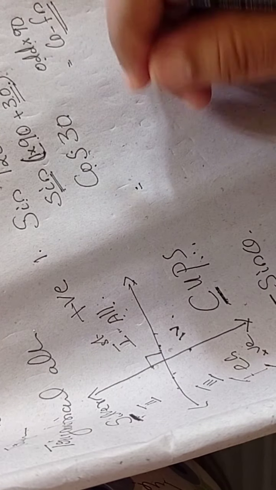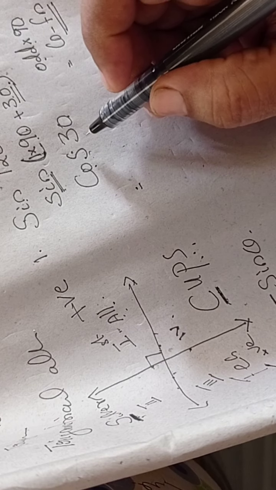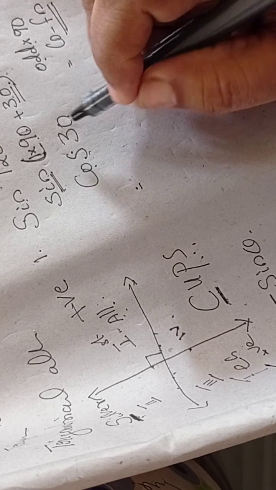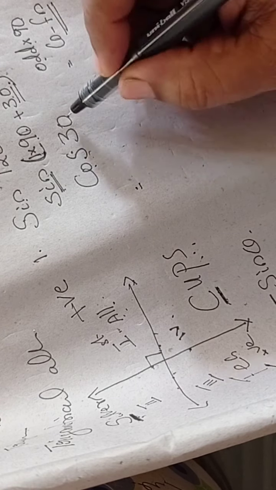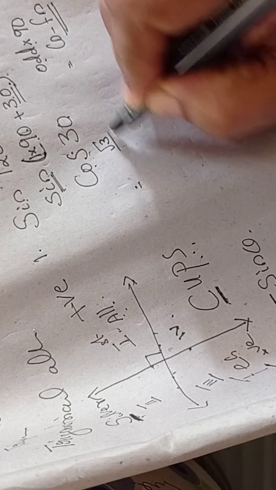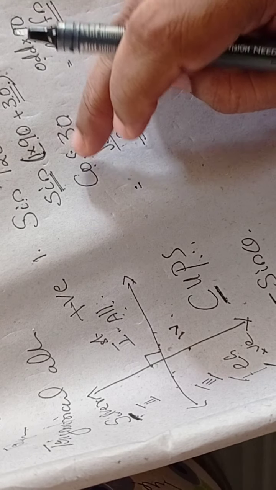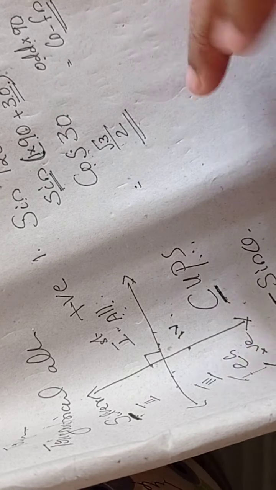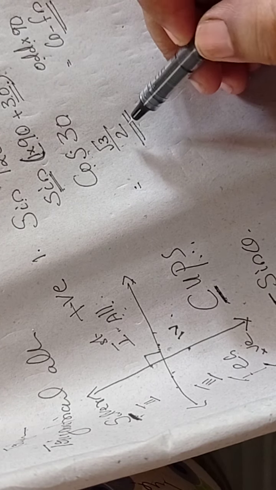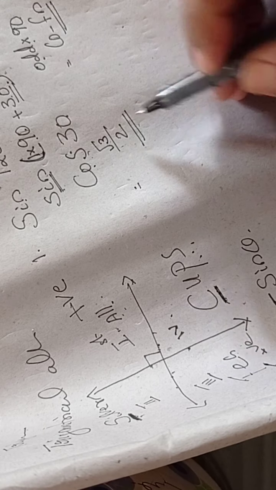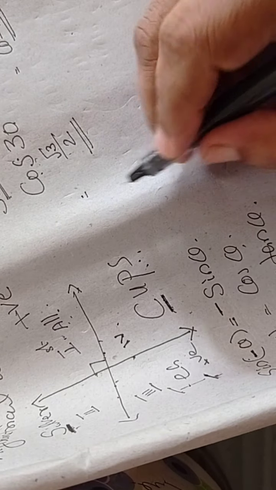Can you say what is cos 30? Here you can use the calculator. Usually if it is a standard angle, write the value. Cos 30, we know that is root 3 by 2. Do not write the answer in decimal form. Understand? Cos 30 is a standard angle, therefore the value is root 3 by 2. Okay. Now, second problem.